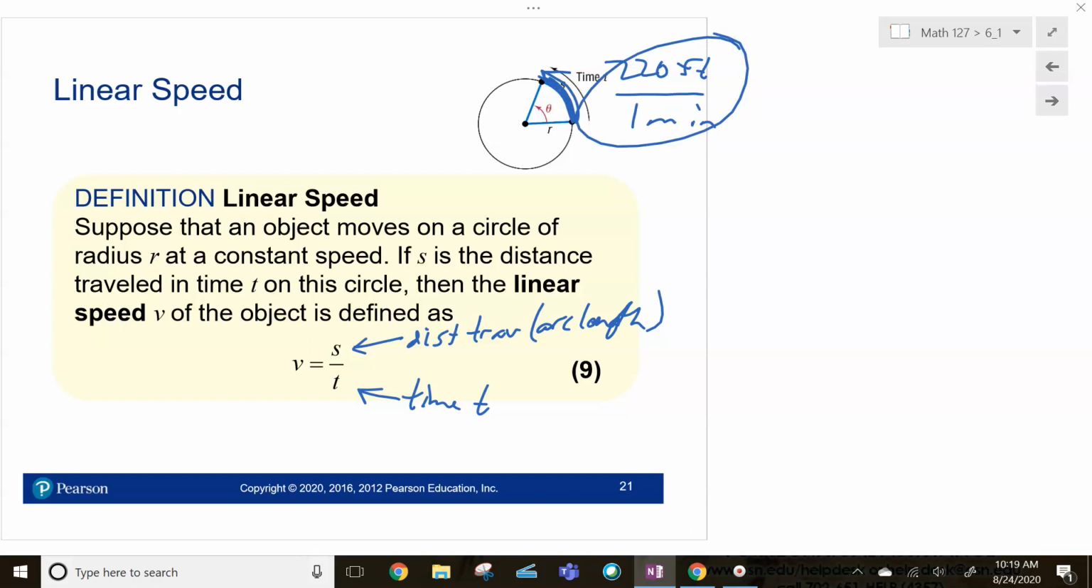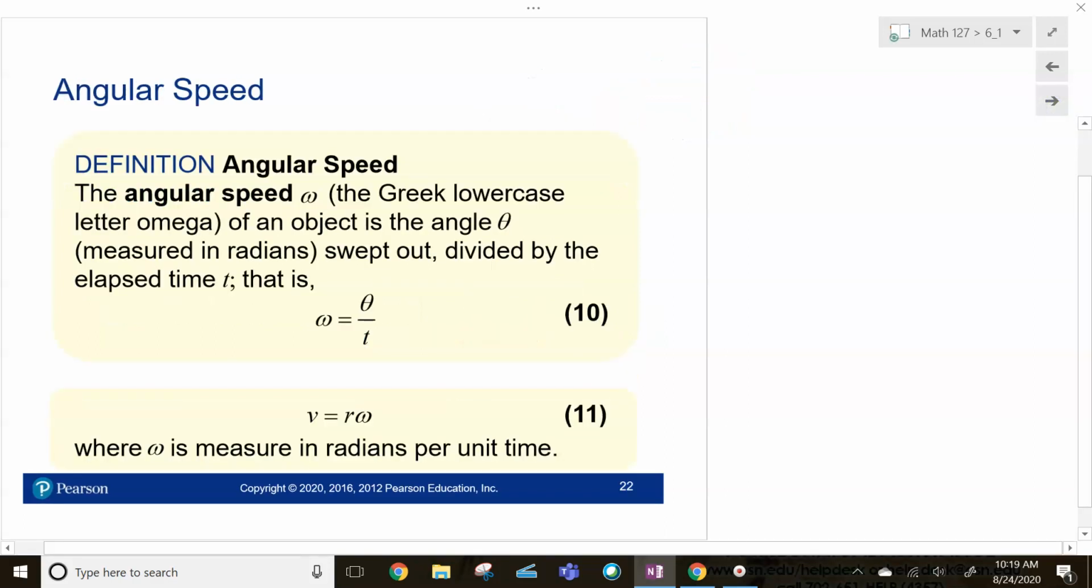So that's what that means. So v equals s over t. Linear speed is your distance traveled over your time t. Angular speed, on the other hand, is the angle that's swept out over the elapsed time.